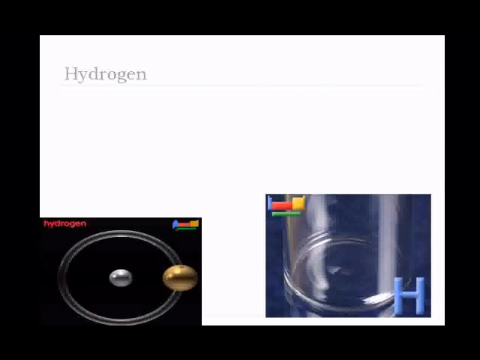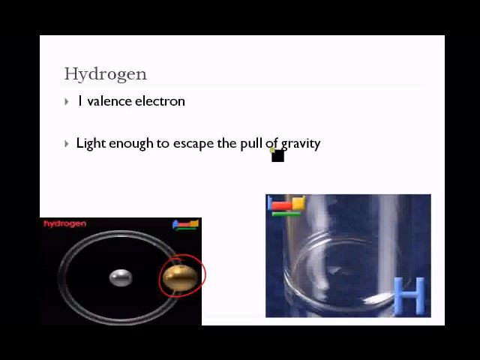Hydrogen is in a family by itself. It has 1 valence electron, like we see here, 1 valence electron. And because it's only 1 proton, it is light enough to escape the pull of gravity. So hydrogen travels through outer space, and hydrogen is actually the most abundant element in the entire universe.